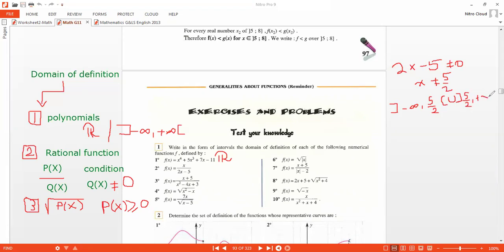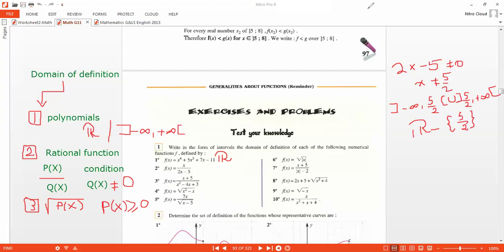Sometimes you will see that it's written like this, all the real numbers minus 5 over 2. So both writings are accepted and you can see them in your book. So they use the two ways, okay? Oh, sorry, here the plus infinity is open. Okay, so this is the second case, which is the rational.